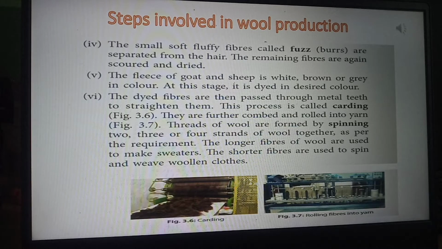In our previous class, we were discussing the steps involved in wool production. I hope you all remember. I had discussed the 3 steps. First one was regarding the shearing process. What happens in the shearing process?